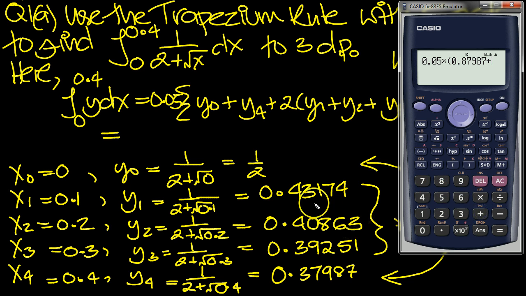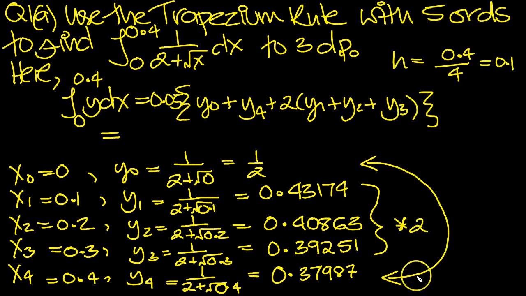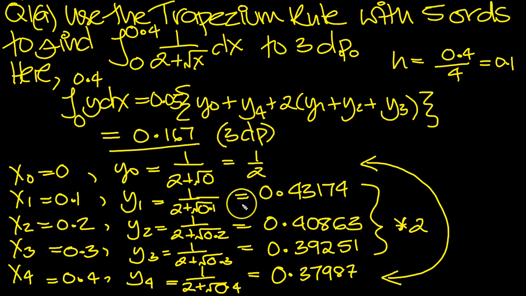So I've added the 0.5 straight away, and then it's plus 2 times bracket, and then these 3 added together, so it's 0.43174 plus 0.40863 plus 0.39251. Close that bracket, close the bracket at the end, equals 0.167 to 3dp. So that's equal to 0.167 to 3dp.